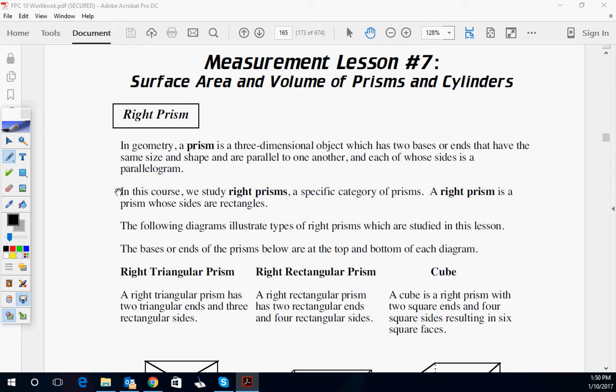Surface area and volume, prisms and cylinders. You should have already seen all this stuff. It should make sense to you.